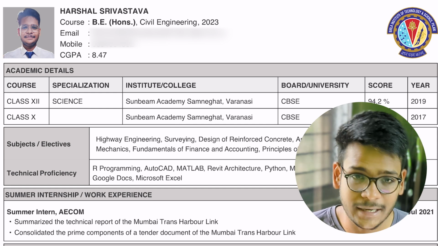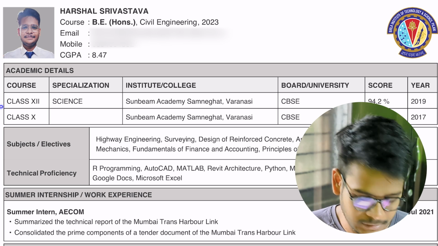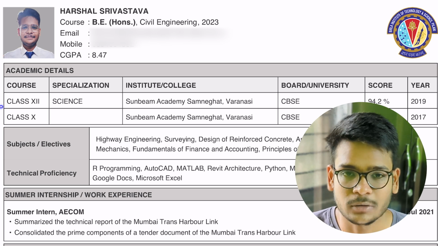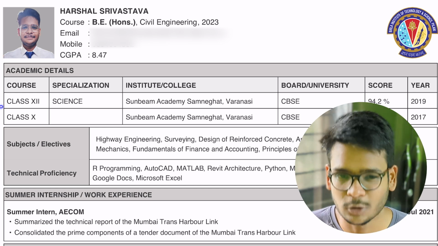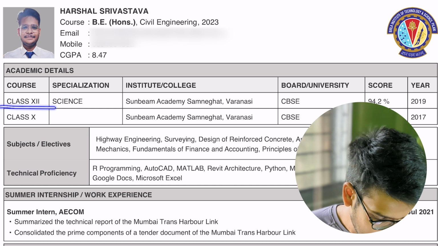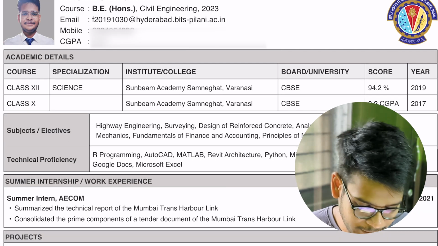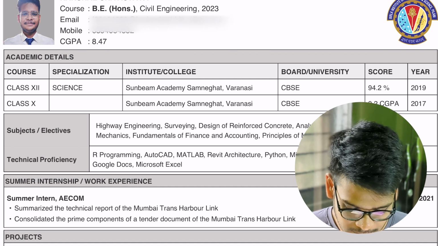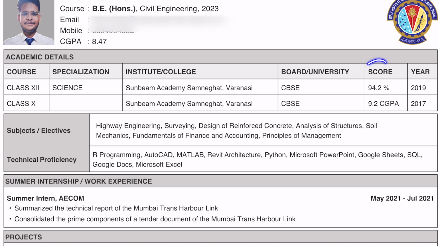Then coming to the academic details. Since this is a GD role, that is basically you are doing this right after your graduation, your first graduation from BTech, putting your class 10th and 12th number would be relevant here. So course, specialization, institute or college, basically your school name, then the board or university through which you passed, then the score and the year of passing. The year of passing for me for class 10 was 2017 and class 12 was 2019, along with the score whatever you had.